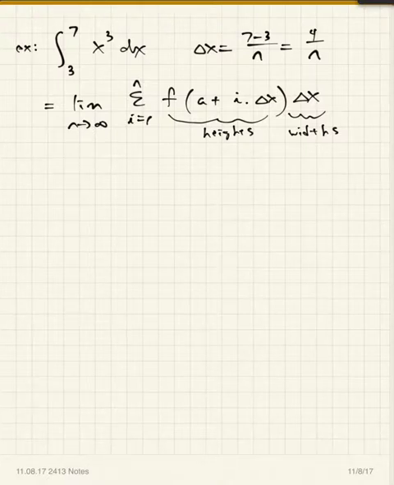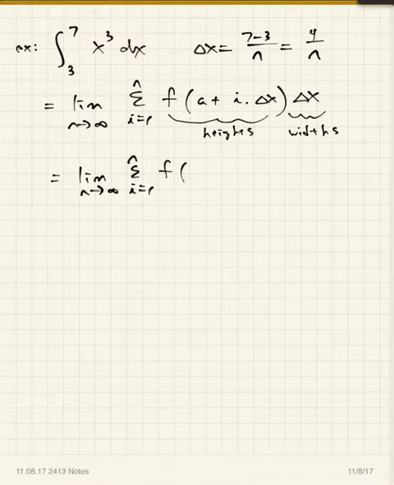All right, so what do you get for this particular problem? You'd have the limit as n goes to infinity of the sum as i goes from 1 to n of f of (3, the left edge of the total interval you're talking about, plus i times delta x). Here's delta x, I've already written it: delta x is 4 over n. So this would be i times 4 over n, and then this would be times 4 over n.